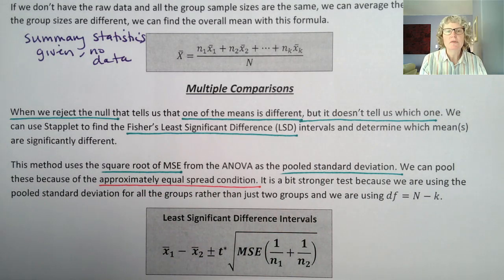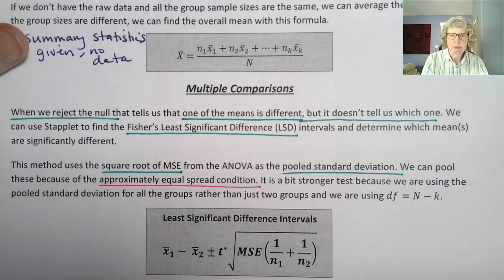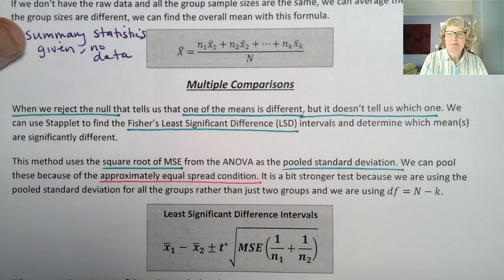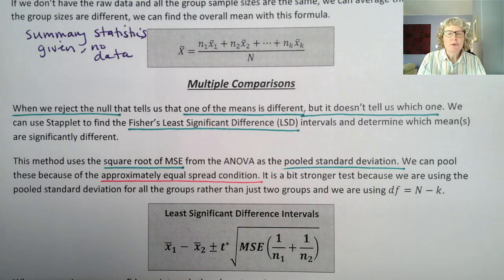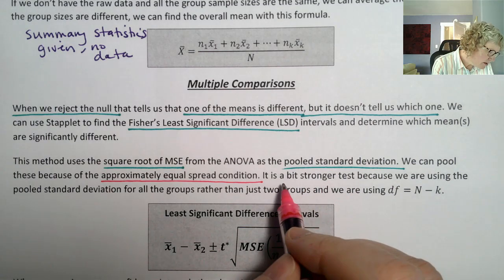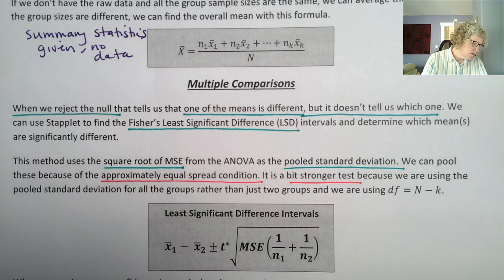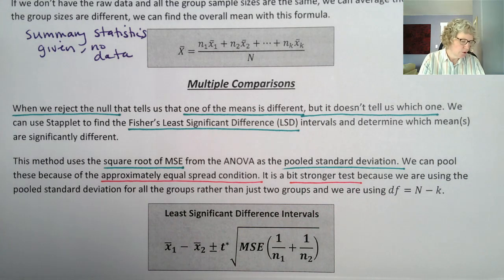So what it's doing is it's using, instead of calculating the pooled just for each pair, think how long that would take, right? Might as well do a paired t-test for each one, for each pair. So what they're doing is they're using the pooled MSE of all the groups for each pair. Okay, so that's kind of interesting. It is a bit of a stronger test though that way, just because we're using all of the groups rather than just the two groups, okay? And we're using the degrees of freedom for all the groups. Okay, so there's the formula.